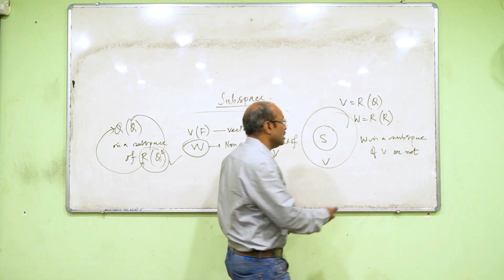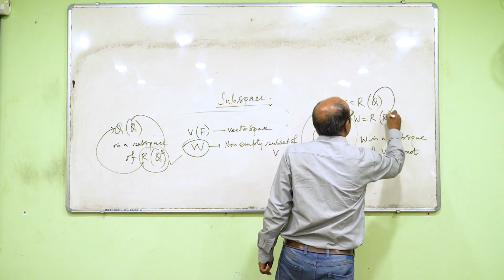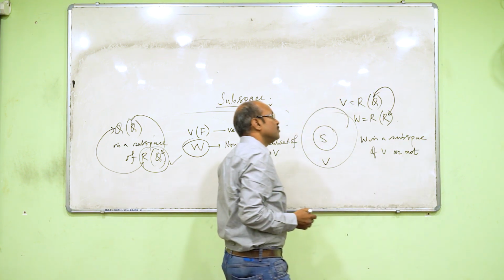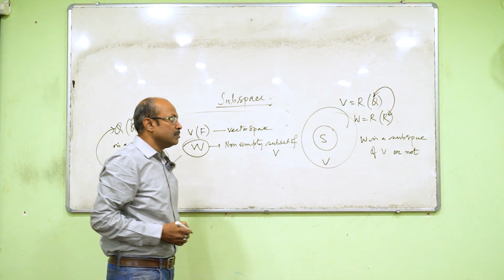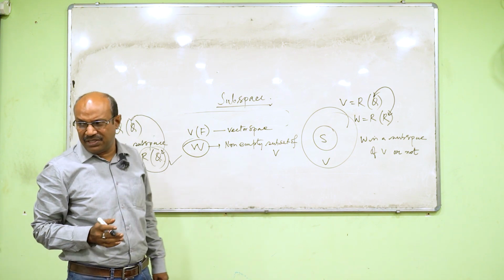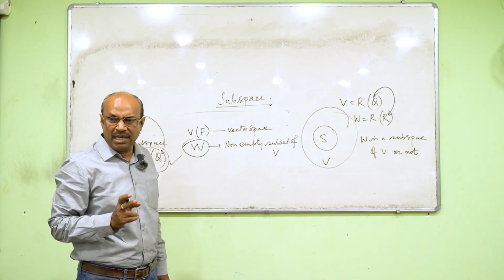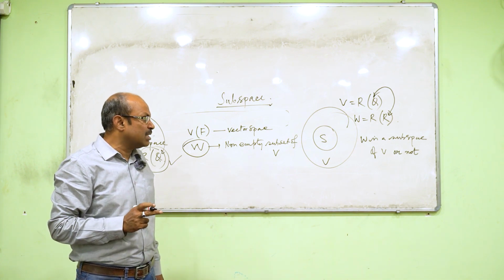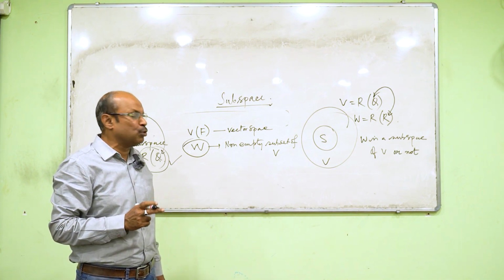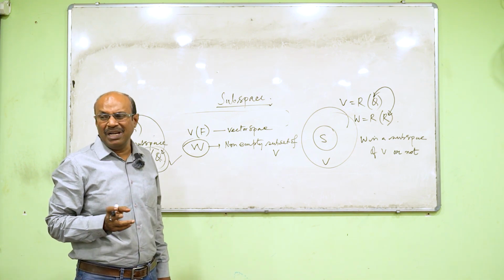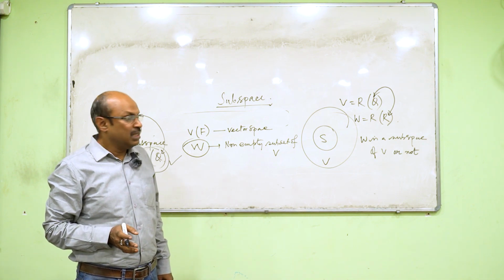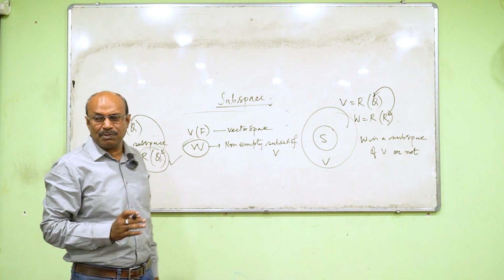Here you see that there is a difference in field. V is a vector space over Q, and W is a vector space over R. So the field is different, that is why W is not a subspace of V.